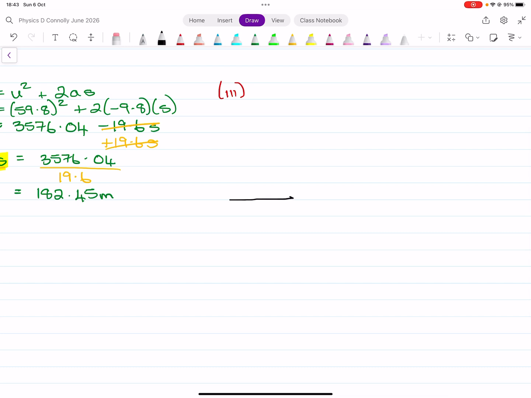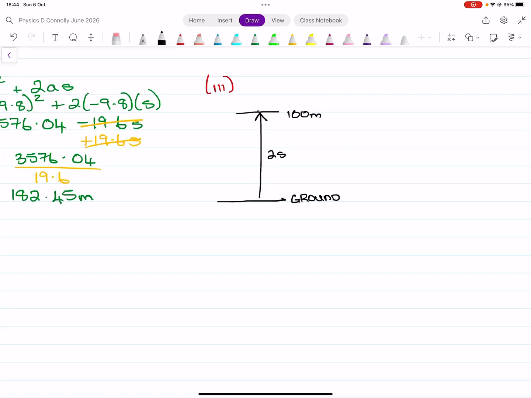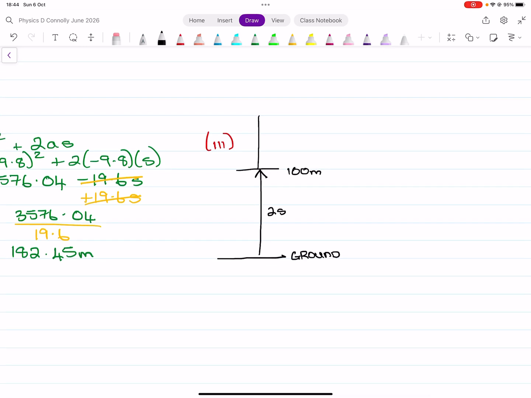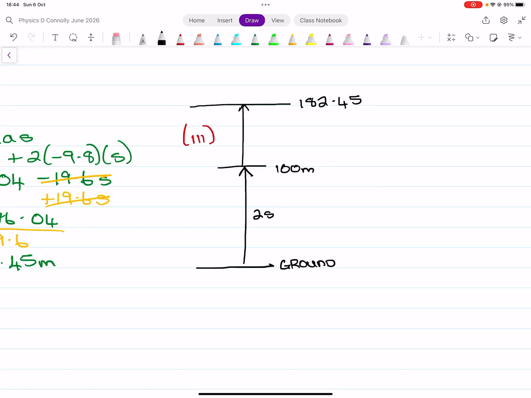So it's on the ground. Here's the ground. It's being projected vertically upwards. It reaches 100 meters after 2 seconds. It then, we now know, continues up until it reaches its greatest height, which is 182.45. It then comes back down.